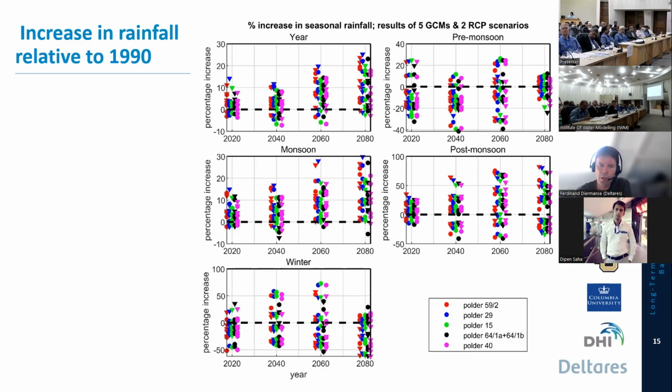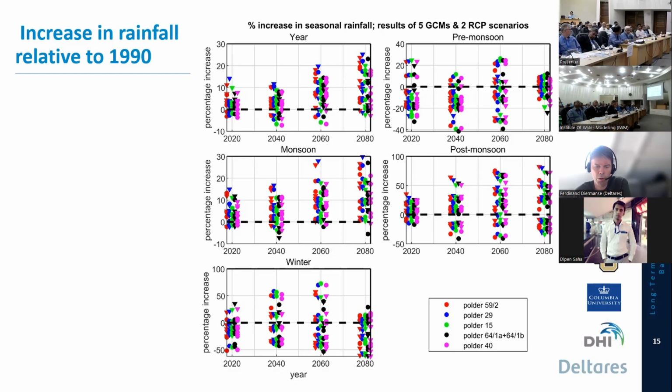Now, what you then see is for each year, you see 5 different colors, and each color represents a different polder system. And polder systems are shown on the lower right. And then also for each year and for each polder system, you see 10 symbols, so triangles and circles. So each symbol represents a model projection.